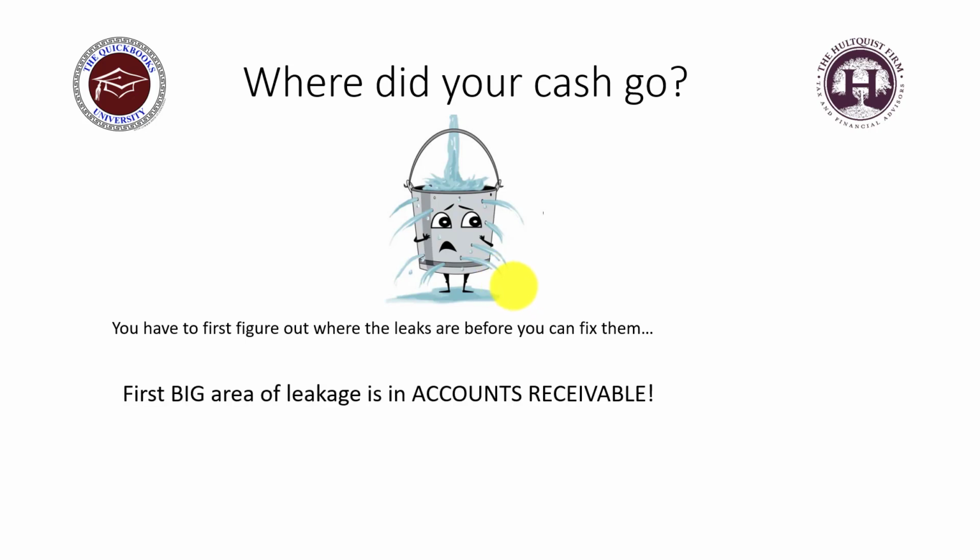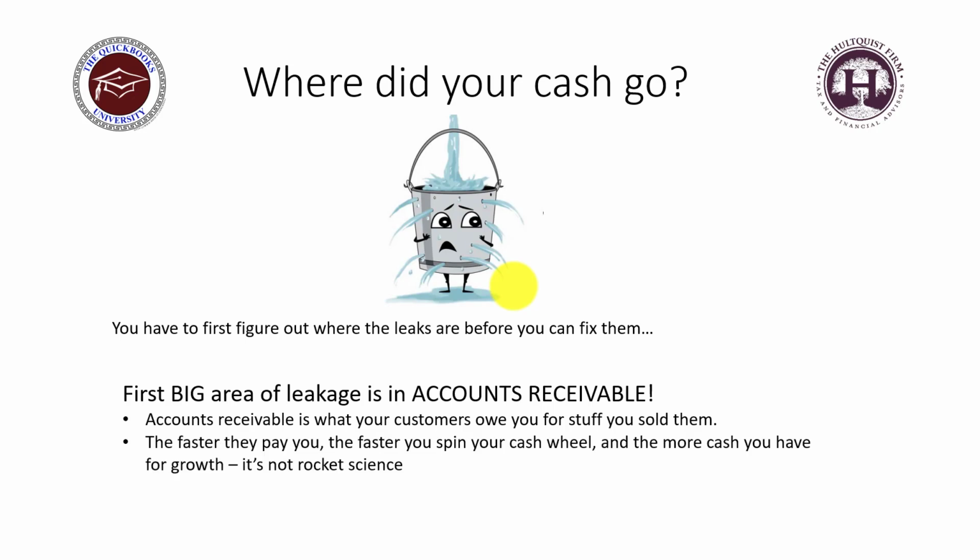So the first big area of leakage in any business is in accounts receivable. And accounts receivable is simply what your customers owe you for stuff that you sold them. You send them an invoice, that's accounts receivable. The faster they pay you, the faster you spin that cash wheel that we talked about in the previous video, and the more cash you have for growth. It's not rocket science. It's very simple. The quicker you can get that money in the door from your customers, the more money you're going to have to support your growth.